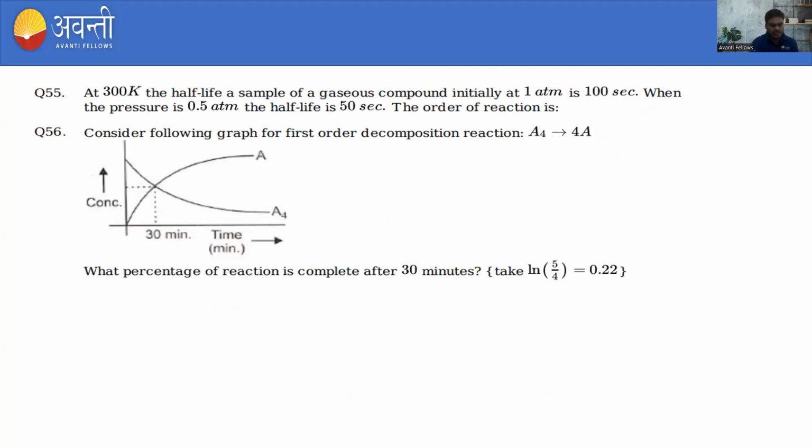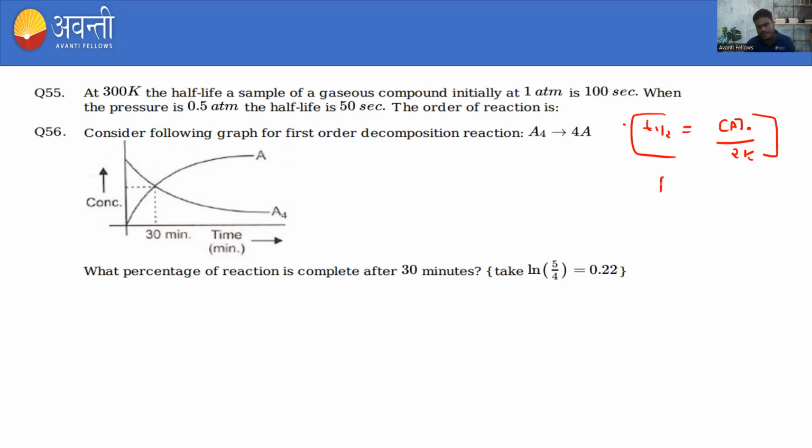Okay, now move to question number 55. At 300 Kelvin, the half-life of a sample of a gaseous compound initially at 1 atm is 100 seconds. When the pressure is 0.05 atm, the half-life is 50 seconds. What is the order of reaction? We know that the half-life expression depends upon the initial concentration, right? The half-life of a zero order reaction is directly proportional to the initial concentration. Here, instead of concentration, we are dealing with pressure at constant temperature, and the concentration of a gas and its pressure are directly related.